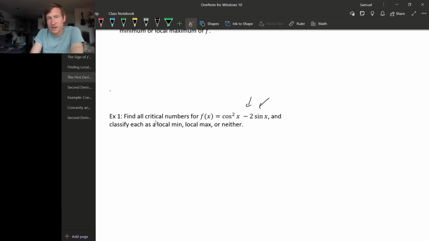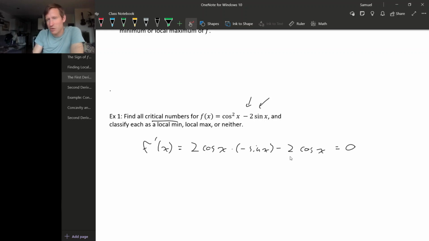So first we need to find some critical numbers. So let's take the derivative of this function. It's going to be 2 cosine x times the derivative of cosine x, which is negative sine x, minus 2 times the derivative of sine x, which is cosine x. Okay, now to find critical numbers, we need to set this equal to 0 and solve.